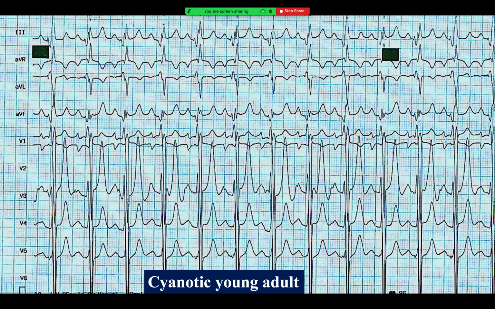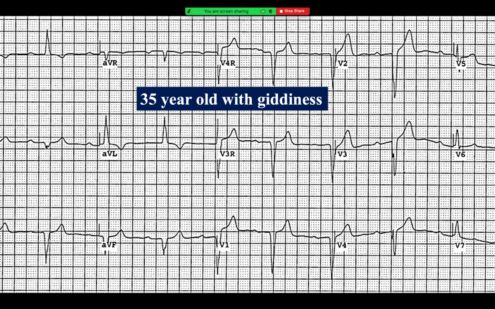What do you notice over here? How are the P waves? And where are the Q waves? Do you notice any Q waves? So they are like the similar case like the earlier one, isn't it? So that was again an Ebstein's anomaly.